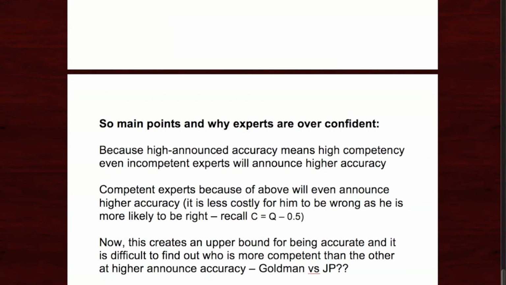This creates an upper bound for being accurate, and it is difficult to find who is more competent than the other at higher announced accuracy. So ultimately we reach an upper bound where everyone is accurate, they belong to the same accuracy grouping, and it's difficult to find which is more accurate than the other. So therefore we can see, for example, whether Goldman or JP Morgan, which are highly competent companies, is more accurate.